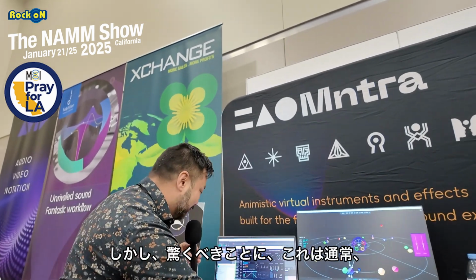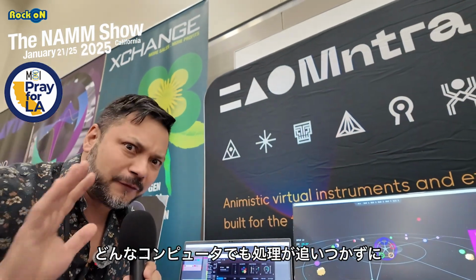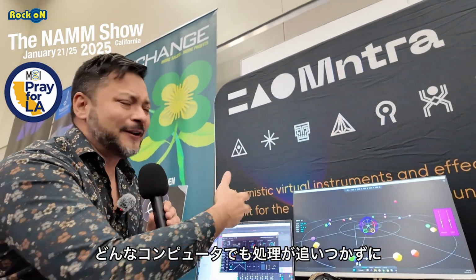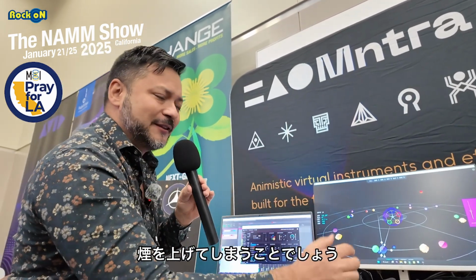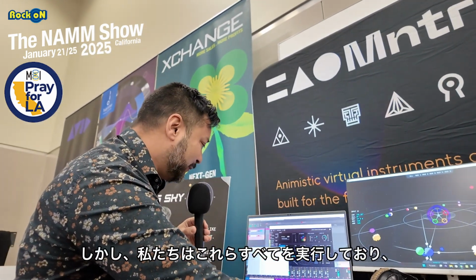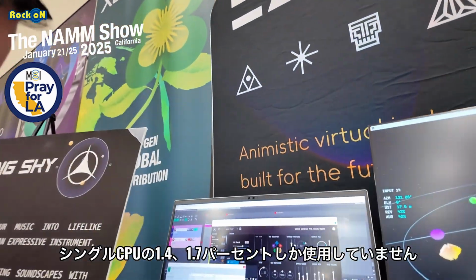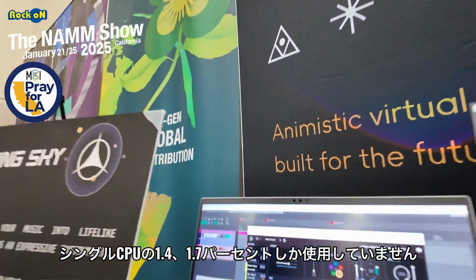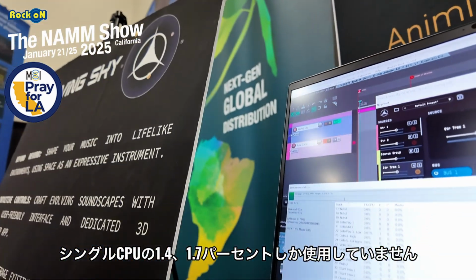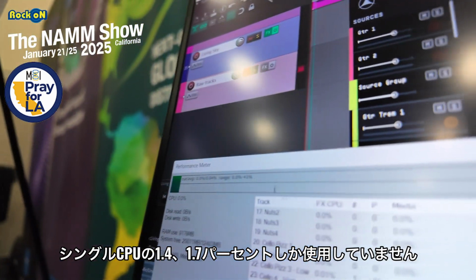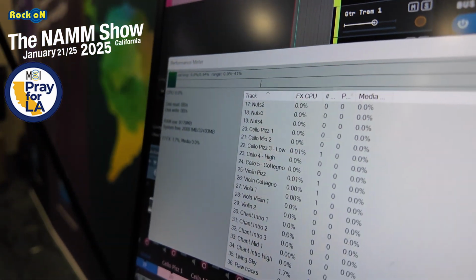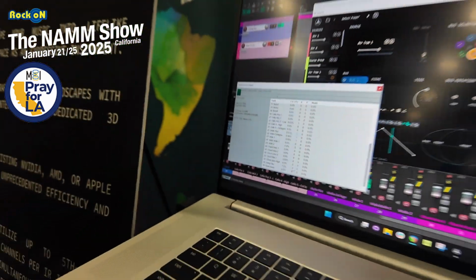The amazing thing is this would normally make any computer fry. It would just blow up in smoke. But we're running all of this and more, and it's only taking up 1.7% of a single CPU. Yeah. So yeah, Living Sky.